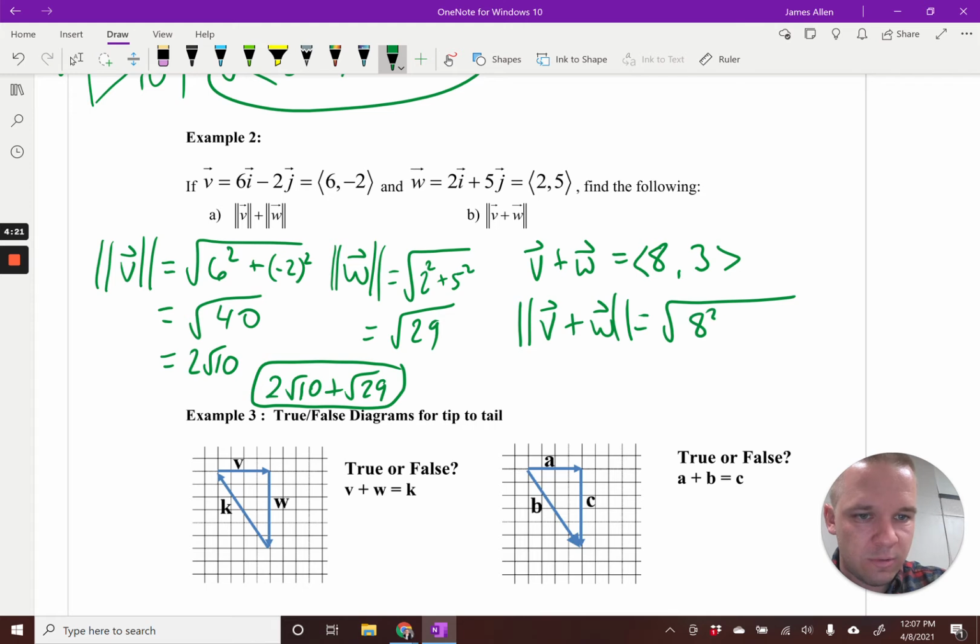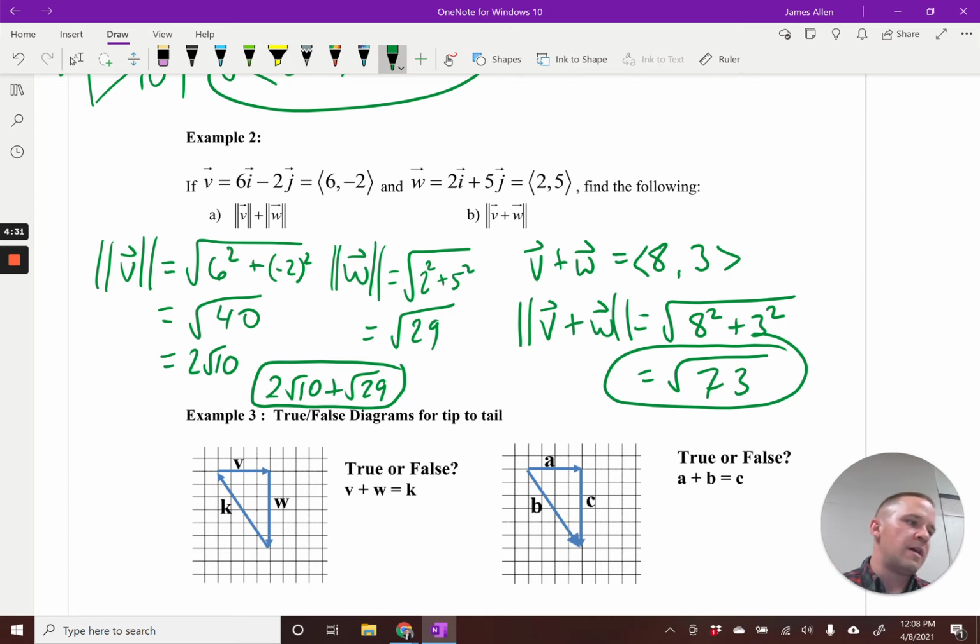So I'd have 8 squared plus 3 squared. So that's 64 plus 9, that's 73. Boom. Root 73 is our final answer. We can't simplify that.